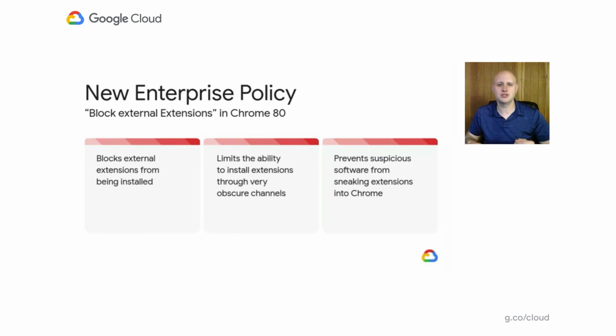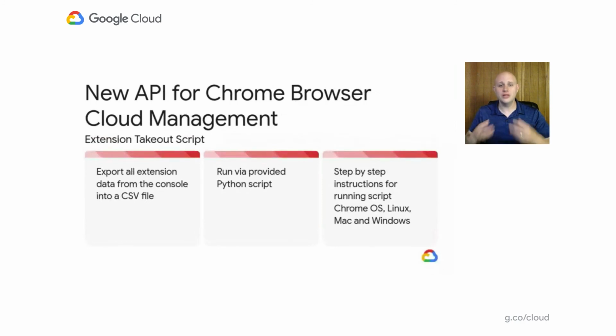And then the one that I'm really excited about is there's a new API for Chrome Browser Cloud Management. And I kind of hinted at this earlier in the presentation. Really what it is, is a takeout script to be able to pull all the extension information from Chrome Browser Cloud Management and export it into a CSV file.